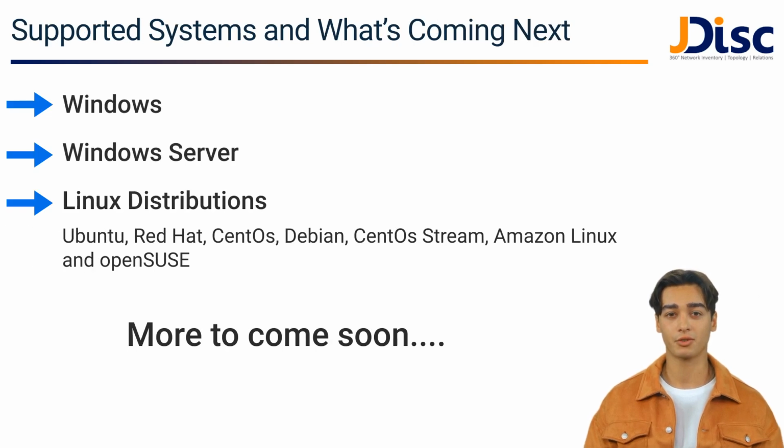As part of the first release of this new feature, the supported operating systems include Windows, Windows Server, Linux distributions such as Ubuntu, Red Hat, CentOS, Debian, CentOS Stream, Amazon Linux, and OpenSUSE. These are the initial supported operating systems. However, future releases will also incorporate application support using data from the end-of-life.date website.